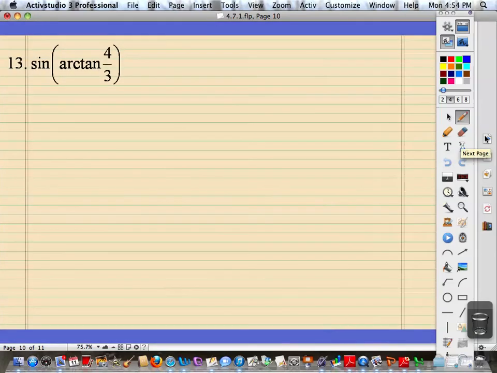So see if you can do this one. Give yourself a second, and then pause the video, and then come back to it. Arctan of 4/3 means the tangent of some angle of theta is 4/3, opposite over adjacent, which means the hypotenuse is going to be 5. If the arctan was positive, then it means it has to be in the first quadrant, so this is okay. So the sine is opposite over hypotenuse. So again, 4/5.